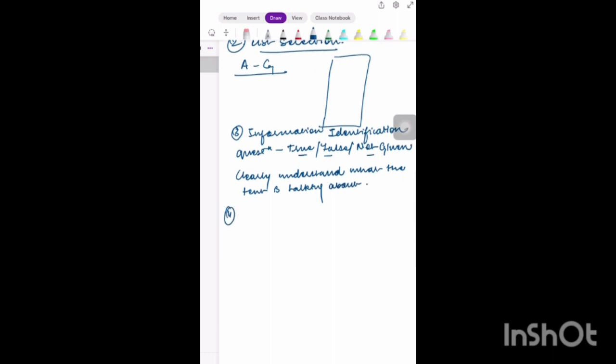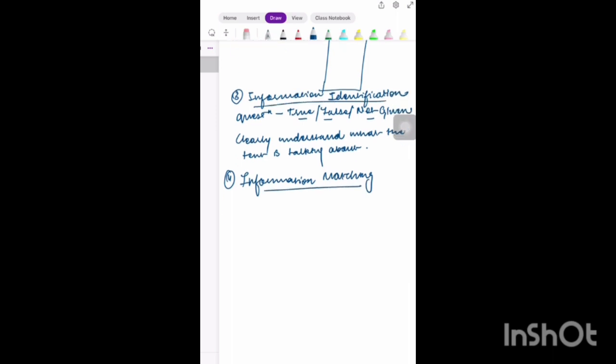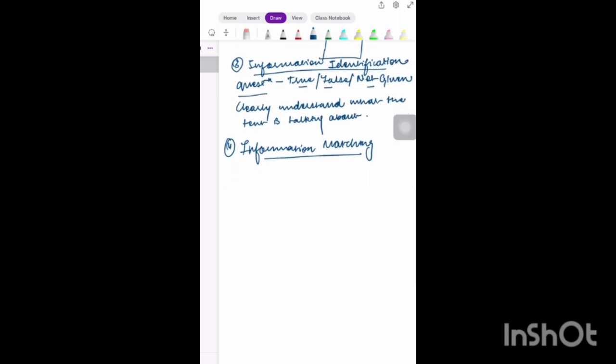Then comes the fourth one, information matching. In information matching, you find a specific information and place it where it fits. You need to have clearly understood the text and be able to understand every paragraph and what information it contains. So that is information matching.